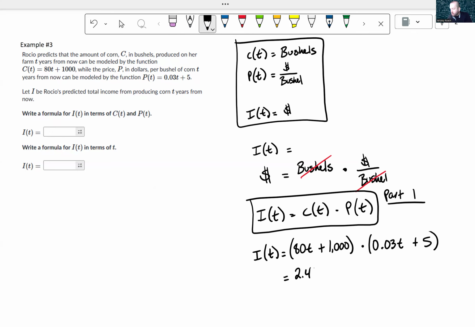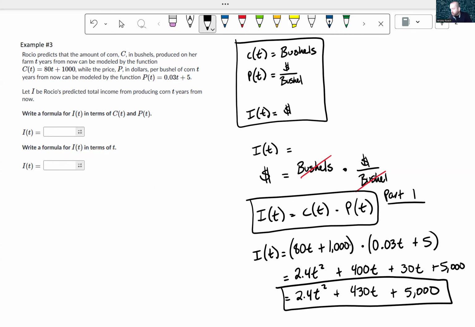2.4t squared for our first term plus 400t plus 30t plus 5,000. And we just simplify, combine the like terms. We just get 2.4t squared plus 430t plus 5,000. And that's part two for writing the formula for I of t in terms of t.